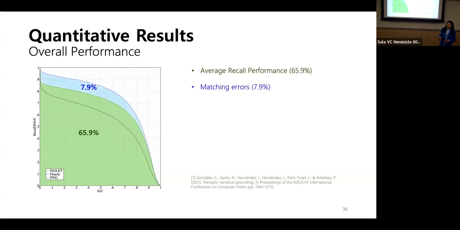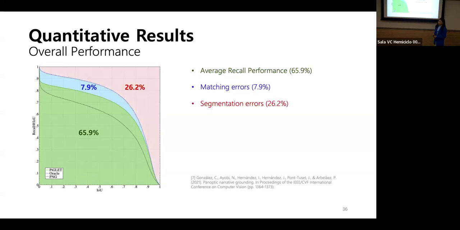Since we are taking segments as input, we can compute an oracle. In this case, we are selecting the segments, the prediction with the highest overlap to the ground truth segment. So the gap between our method and the oracle will correspond to the matching errors of our model, and the remaining area will correspond to the segmentation errors, as shown here.